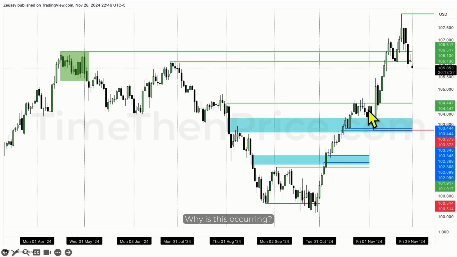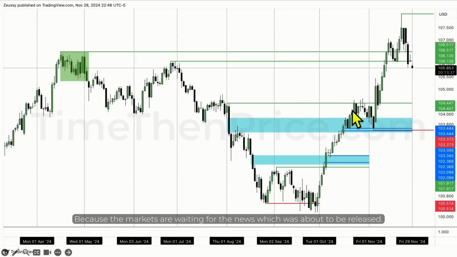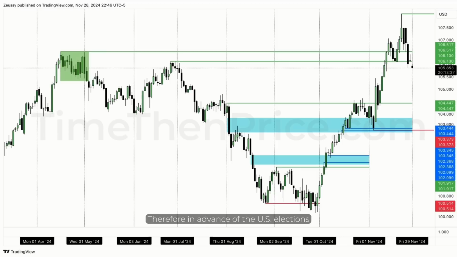Why is this occurring? Because the markets are waiting for the news which was about to be released. What news? The US elections were about to take place. Therefore, in advance of the US elections, you saw that the dollar was just being held inside of a tight range throughout the end of October, so that when November opened, we saw an open low into this daily BC right here, into this old CB, and we then saw an expansion taking place the moment that the results of the US elections became known.